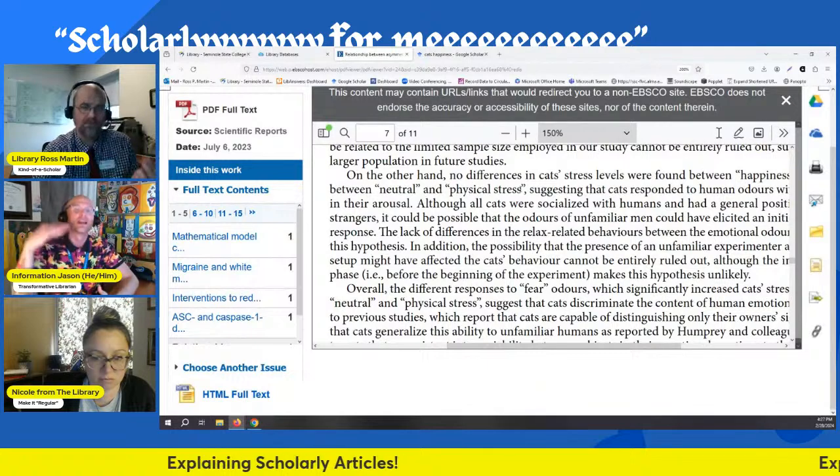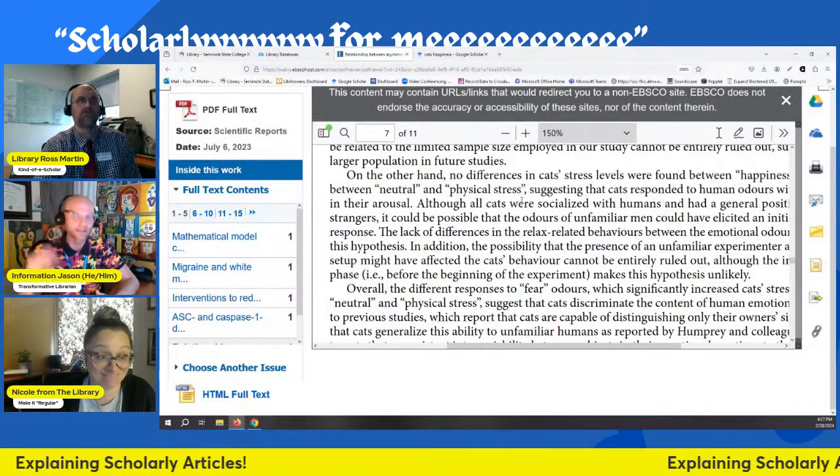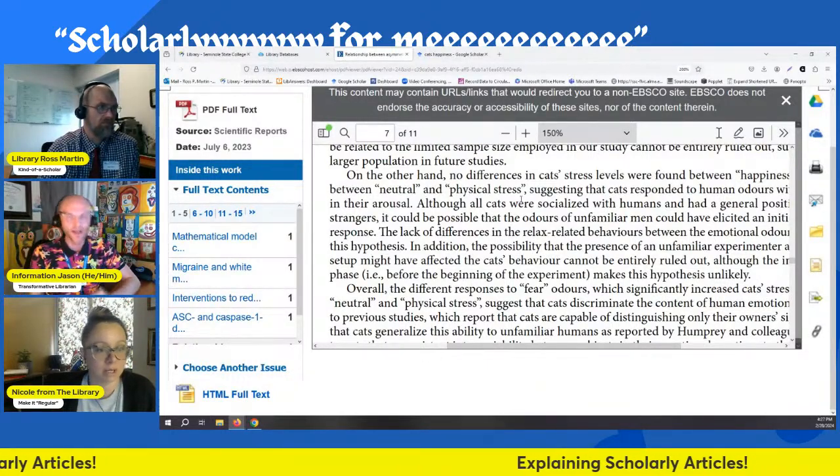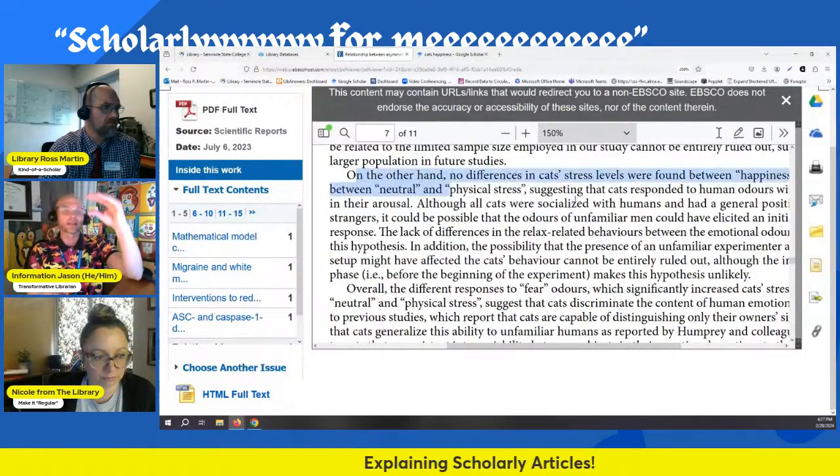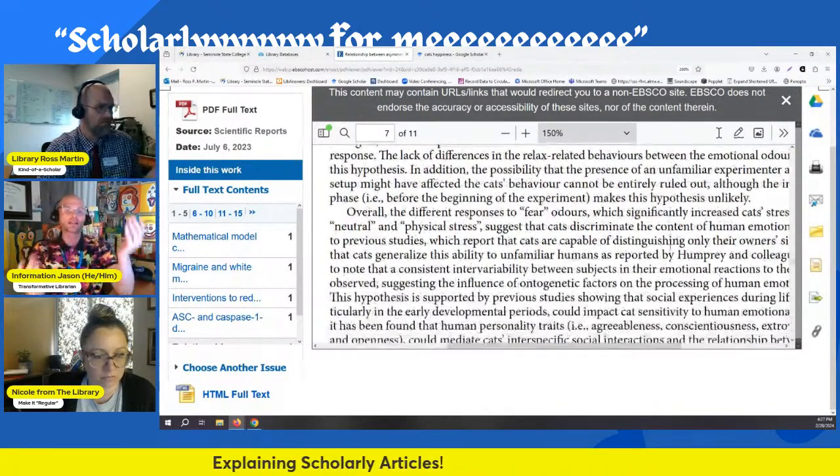It's 11 pages. Some of the material is very dense. You're probably like, what's going on? So look at the abstract at the very beginning, and then look at the results at the very end and see what you can pull.